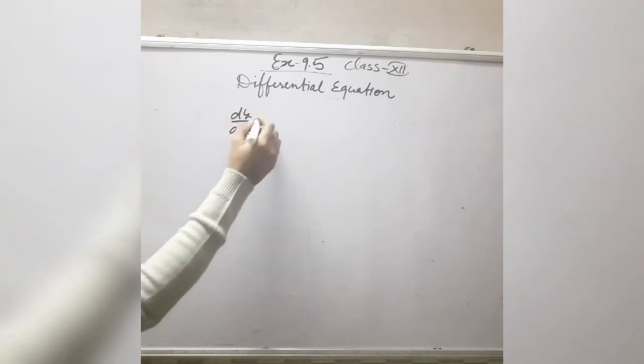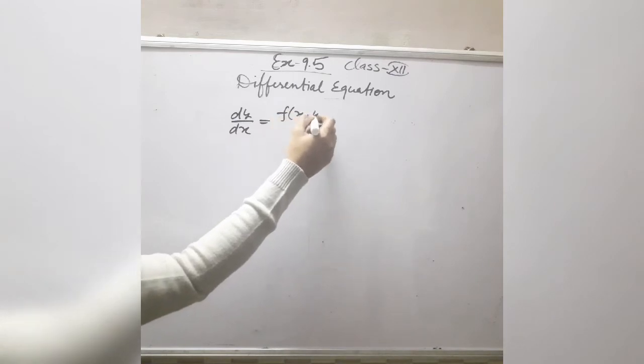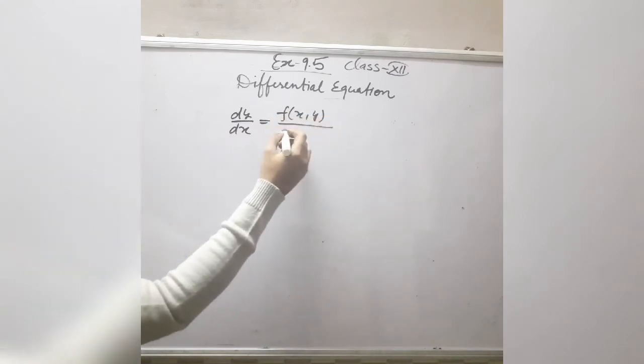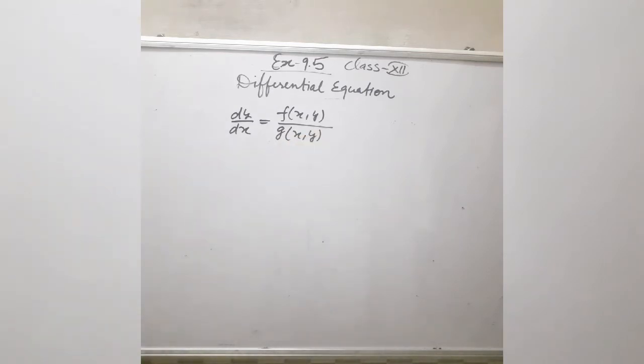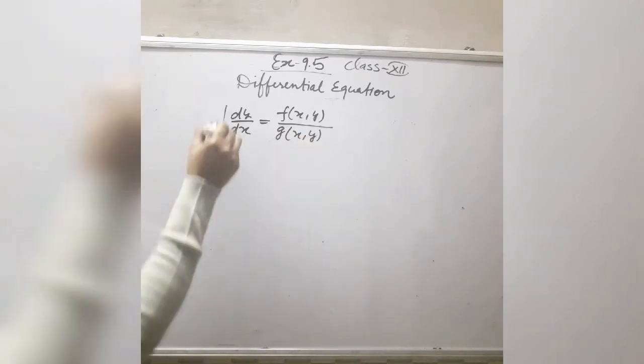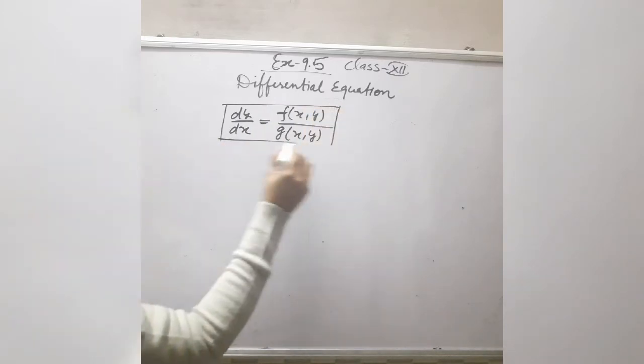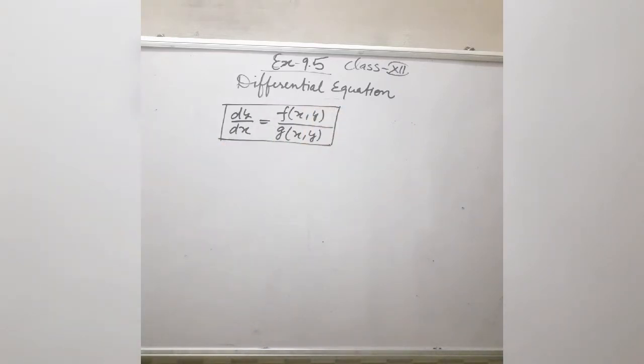If a differential equation is in this form, with a function of x and y variables in the numerator, and also a function of x and y variables in the denominator, then that differential equation is known as a homogeneous differential equation, in which separation of variables is not possible. In that case we will use this method.